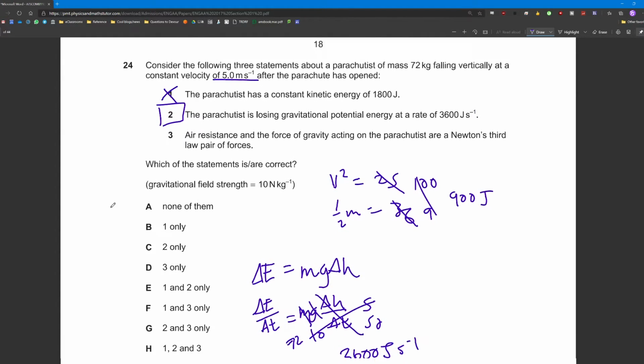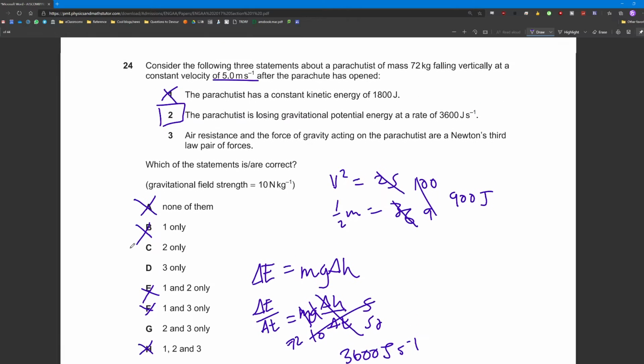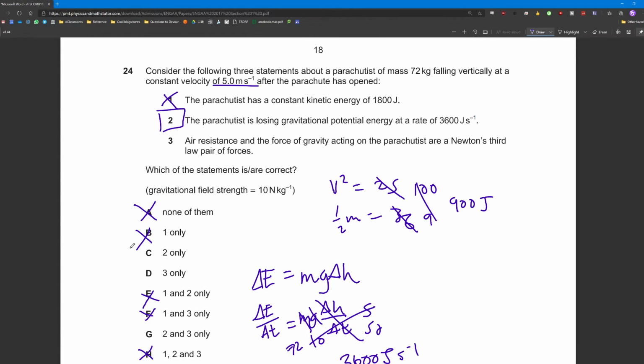Okay, this is hard to think about, I think, actually. No, I would say that it is not, because the third law pair is the Earth being pulled towards the parachutist by the force of gravity.